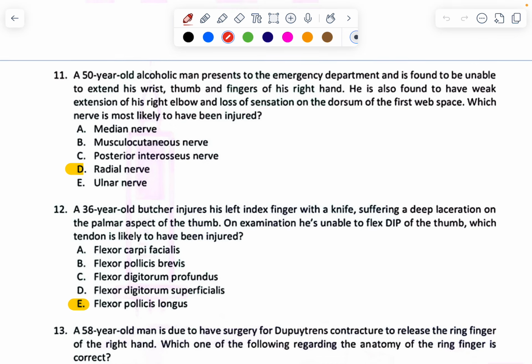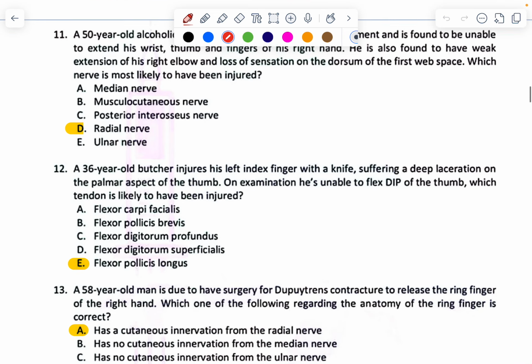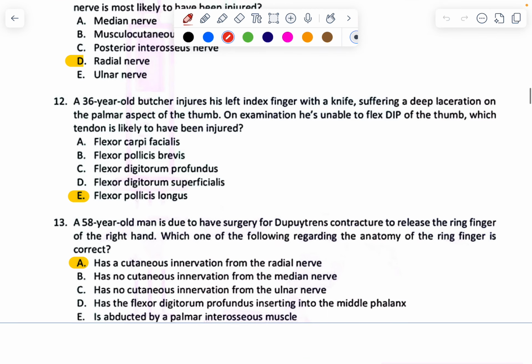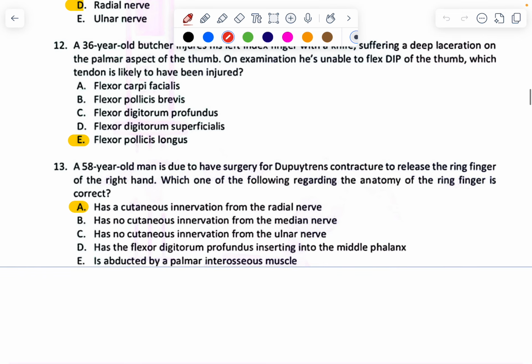A 58-year-old man is due to have Dupuytren's contracture release of the little finger of the right hand. Which of the following anatomy of the ring finger is correct? Now, Dupuytren's contracture is there; cutaneous innervation from the radial nerve? It has no cutaneous supply from the radial nerve. It has cutaneous innervation from the ulnar and median nerves. It is adducted by the palmar interossei, which help in adduction (PAD). Abduction is by the dorsal interossei (DAB). And flexor digitorum profundus always inserts on the distal phalanx, not the middle phalanx.